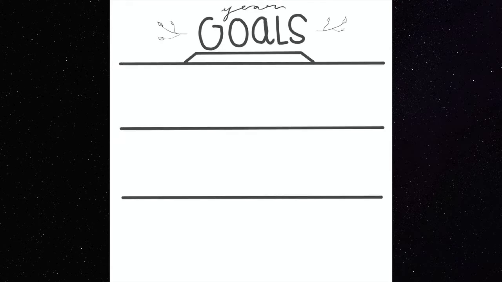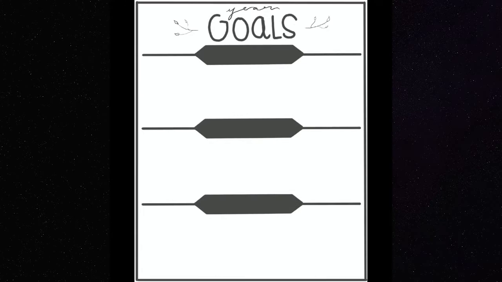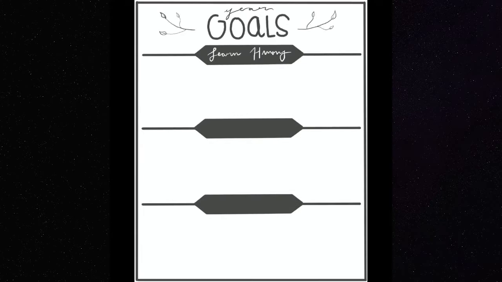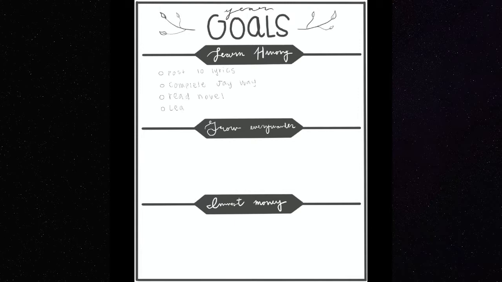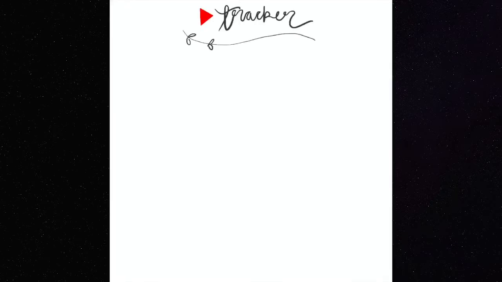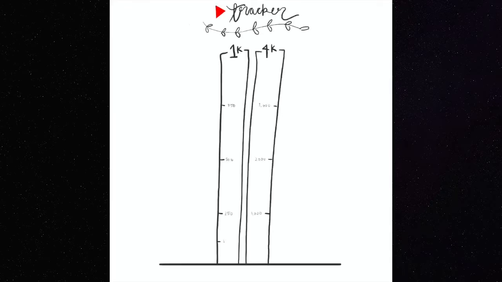I did my year goals pretty much the same as I did in my physical bullet journal again, where I write the main goal that I want to do, and then I write the habits or the tasks that I need to do to be successful in those goals. I also did my YouTube tracker again, just to see some of my growth for this year.